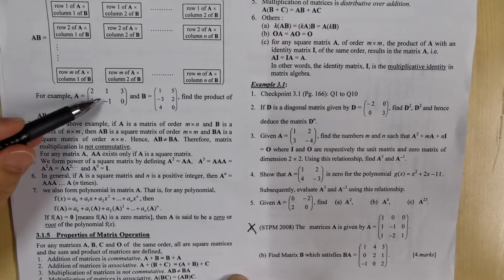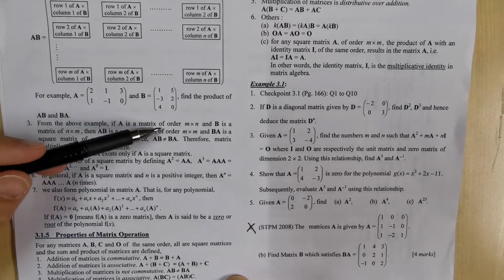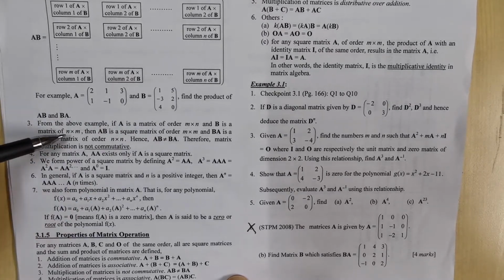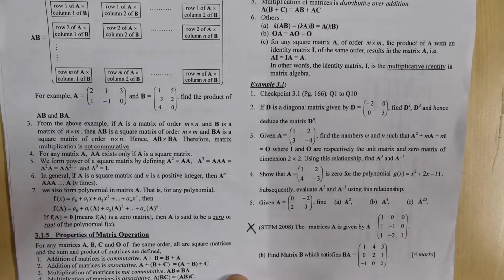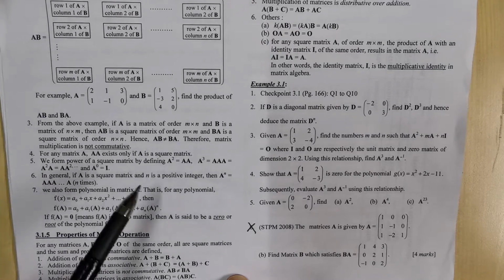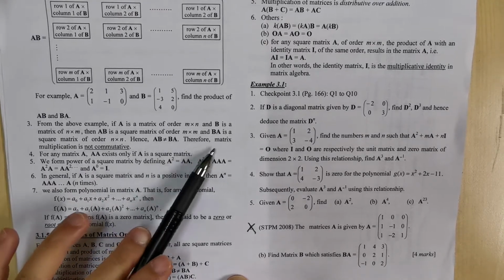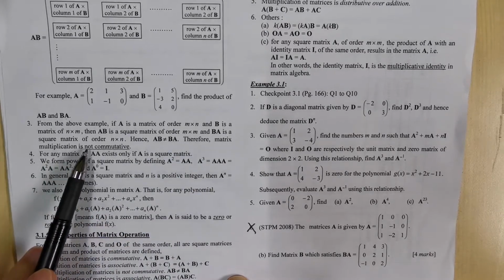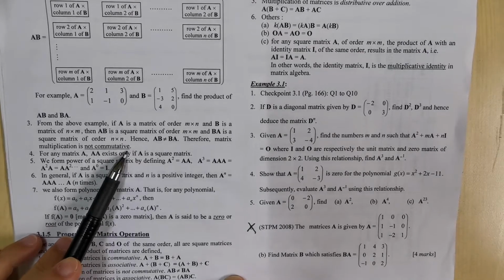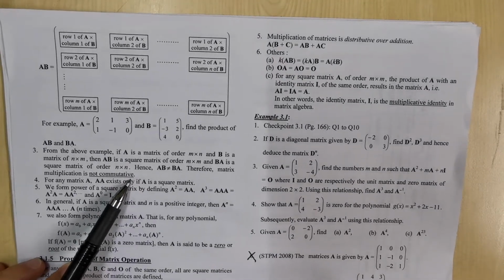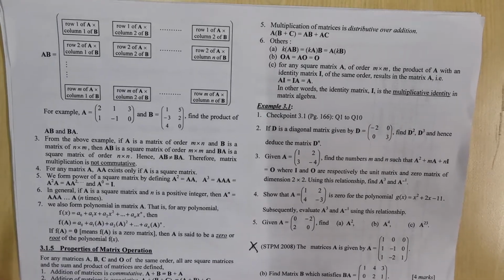So number 3, just now we have done this example, right? So from the above example, if A is a matrix of m by n and B is a matrix of n by m, then AB is a square matrix. Both are also square, right? Just now 2 by 2 and 3 by 3. And hence, AB is not the same as BA. Therefore, matrix multiplication is not commutative. Just now addition, yes, commutative, but for multiplication, it's not commutative.